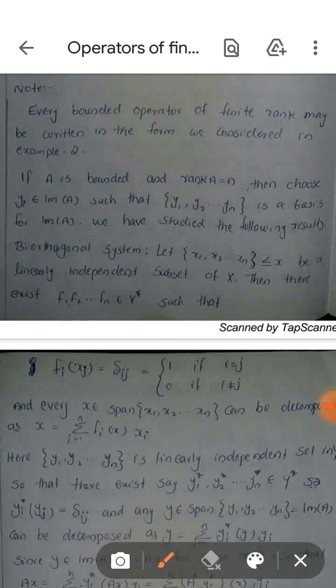We assume that A is bounded and the rank of A equal to n. Then choose yi belongs to image of A such that y1, y2, etc., yn is a basis for image of A. Then, as we studied in the Hahn-Banach theorem corollaries, the bi-orthogonal system: let x1, x2, etc., xn be a linearly independent subset of X. Then there exist f1, f2, etc., fn belongs to X star such that fi of xj equal to delta ij, equal to 1 if i equal to j, 0 if i not equal to j, and every x belongs to span of x1, x2, etc., xn can be decomposed as x equal to summation i equal to 1 to n fi of x into xi.